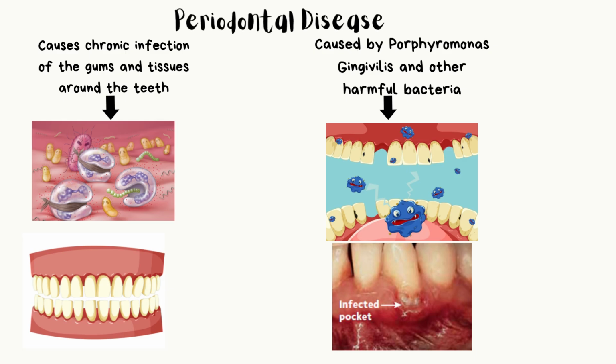Periodontal disease causes chronic infection of the gums and tissues around the teeth. It starts when plaque builds up and bacteria release toxins that inflame the gums, and if it's not treated, it can lead to gum recession, tooth loss, and bone destruction. It is caused by Porphyromonas gingivalis and other harmful bacteria, which live in deep gum pockets where there's less oxygen, the perfect environment for them to grow.